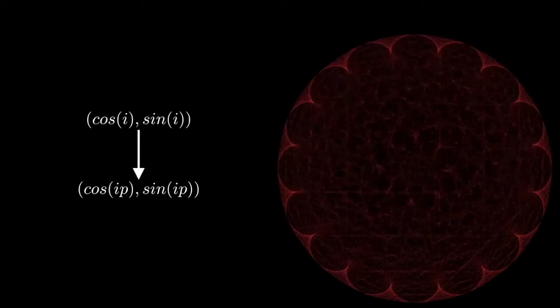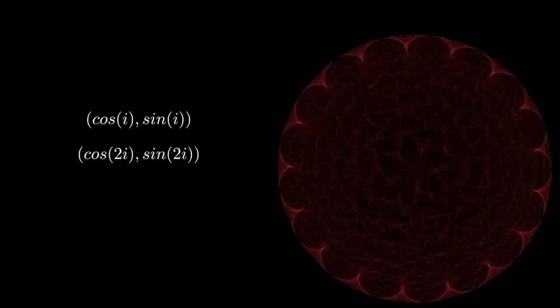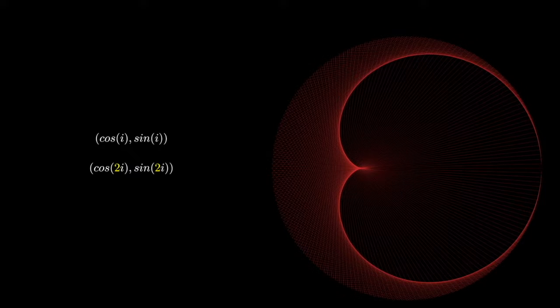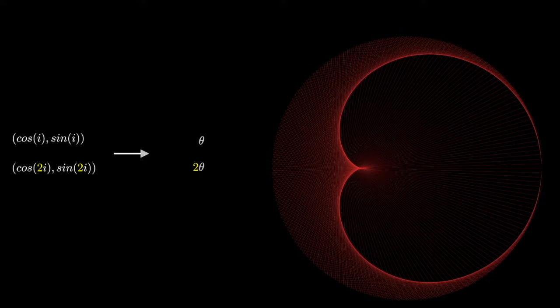Let's take a look at the simplest case, the cardioid, when p equals 2. Cosine and sine essentially just give the x and y coordinates of a circle, so instead of thinking about them as x and y, we can think about them as an angle, theta. Now let's see what happens viewing the lines one at a time.